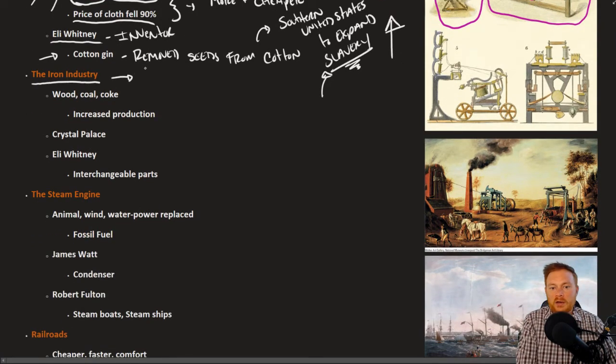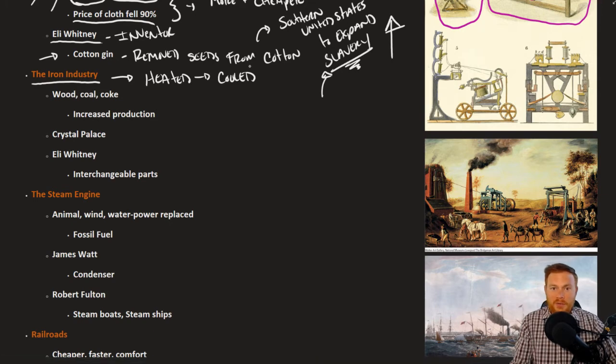Now, another contributing factor was the expansion of the iron industry. And the way that iron is produced is that it's heated and then cooled, right? You hammer out the impurities. Blacksmiths hold their blades over a very hot fire. They put it on the anvil. They smash the impurities out of it. They heat it up again over and over again.